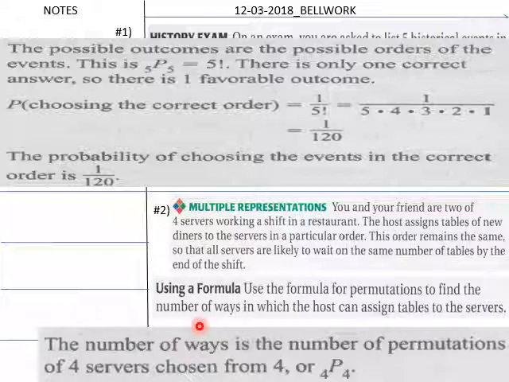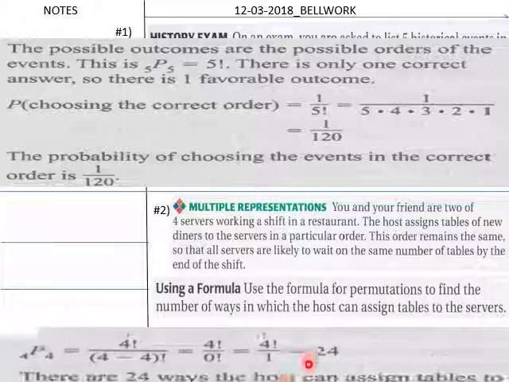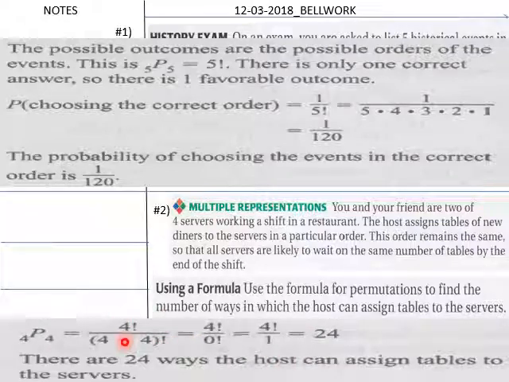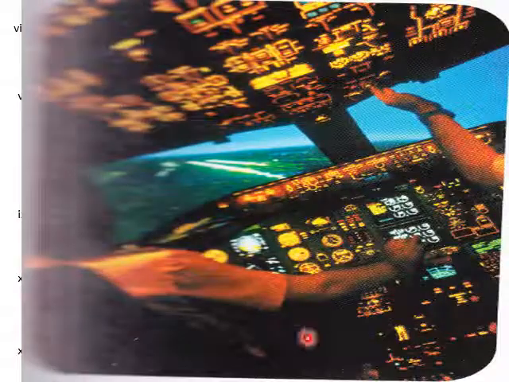And then the multiple representations using a formula will be 4P4. The number of ways is the number of permutations of 4 servers chosen from 4, or 4P4. This would be your formula here. So it will be 4 factorial over 1, which is 24. There are 24 ways to assign tables to servers.